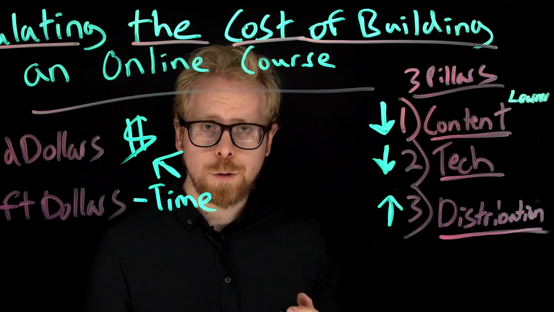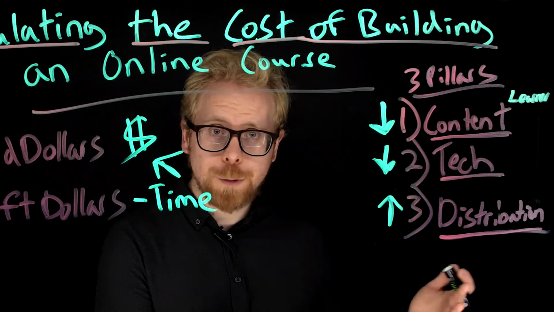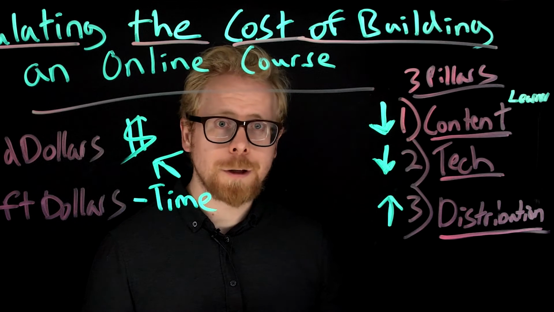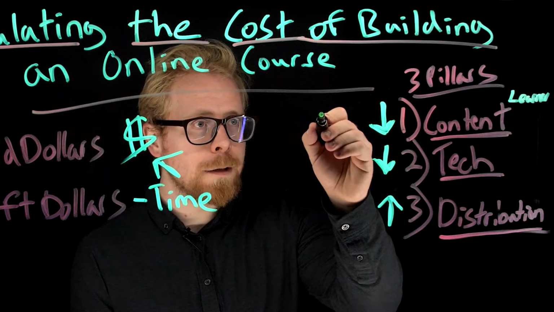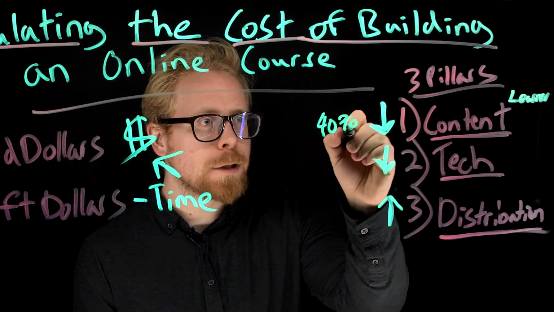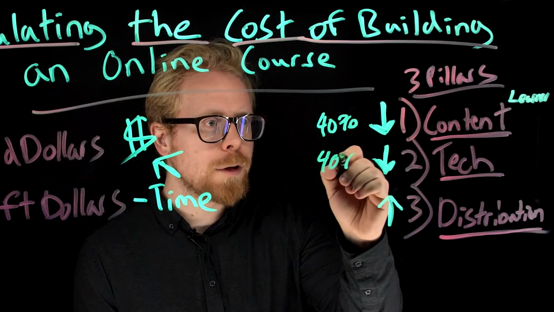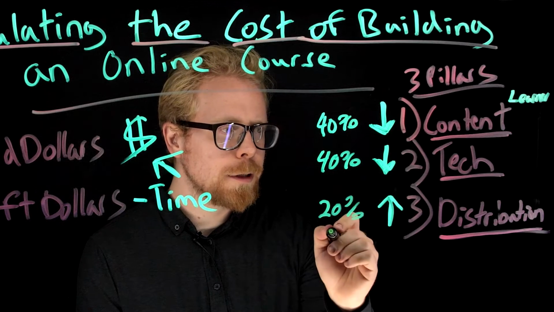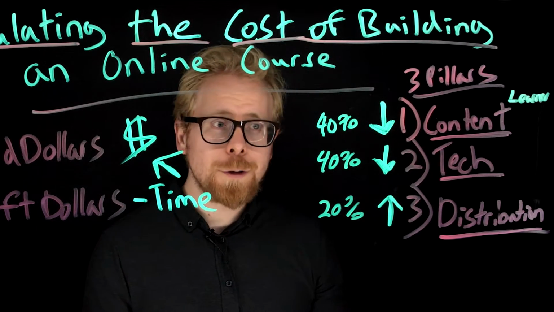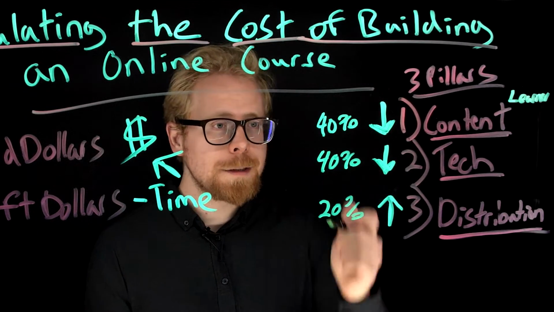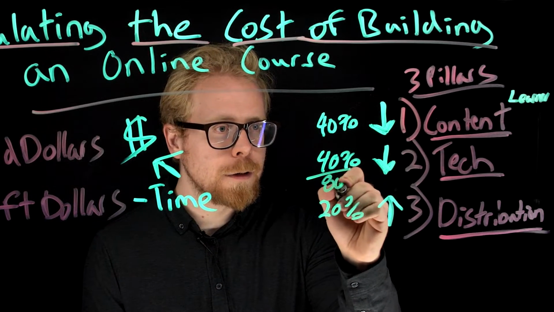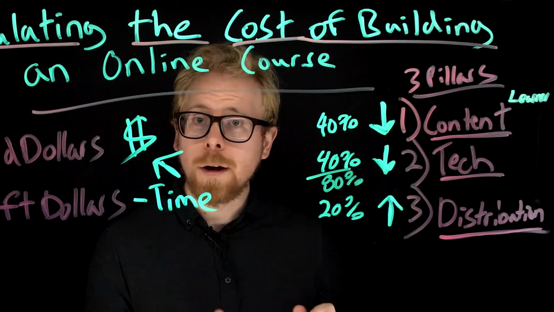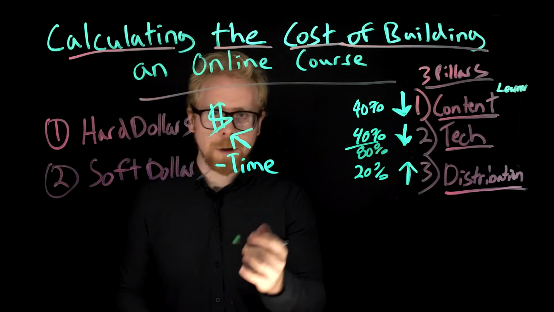If you do what most individuals and companies do when they create e-learning, which is allocate 40% of the budget to content, 40% of the budget to tech, and then 20% of the budget to distribution, you are literally saying this 80% here becomes sunk costs. So we'll define a couple other things here.